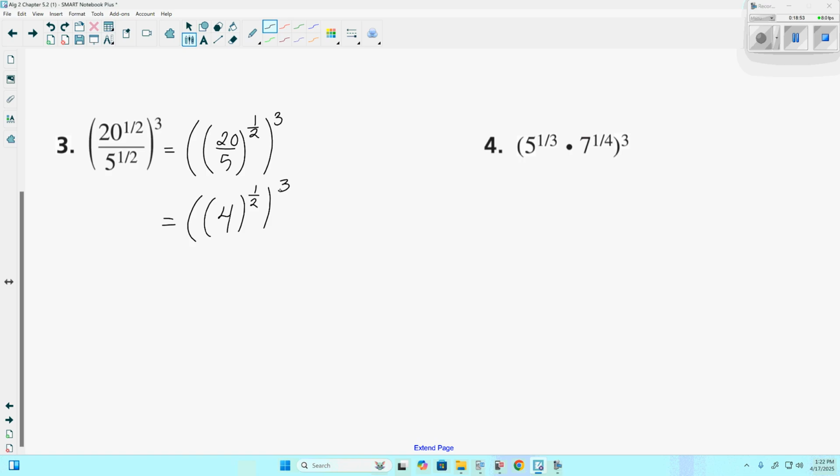Because again, the reason we're doing it this way is we want to get that 5 to the 1/2. We don't want that fractional exponent in the bottom of the fraction. This is the first one where we've got a number that's not a prime. 4 is not prime. What is 4? Well, 4 is 2 squared.